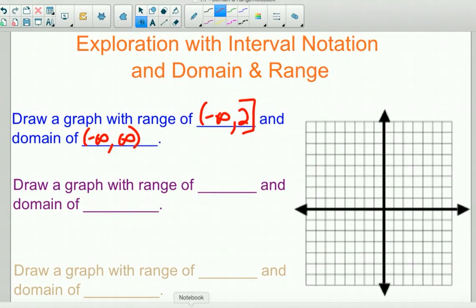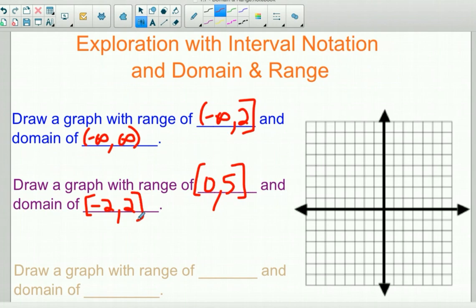Okay, the second one we're going to do is a range of, let's say, 0 to 5, and we'll include 5 and we'll include 0, and a domain of, well, we could just do a domain of, let's say, -2 to 2. And that's all that we'll do for this one.